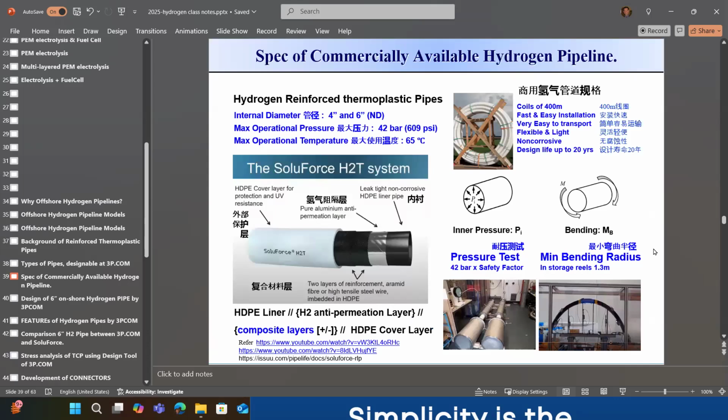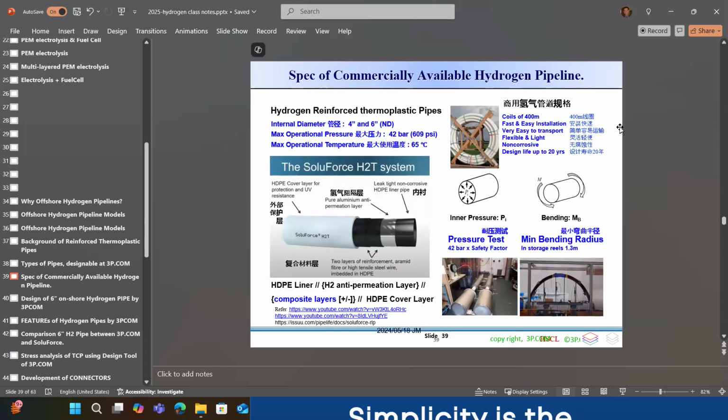And the commercially available hydrogen pipeline, as just mentioned, this is the one produced by Soluforce, coils of up to 400 meters, which is really good. And inside there is a pressure. Of course, the higher this pressure the better. But if the pressure is higher, then the pipe cannot be bent like that. It should be bent. This is a very important characteristic of a pipeline.